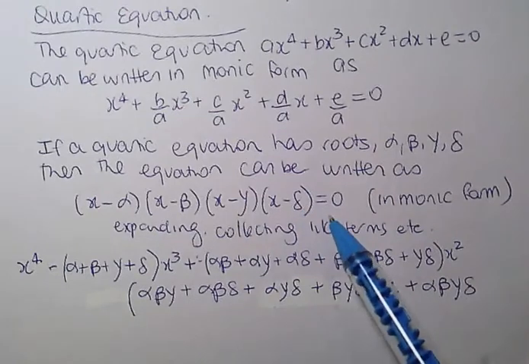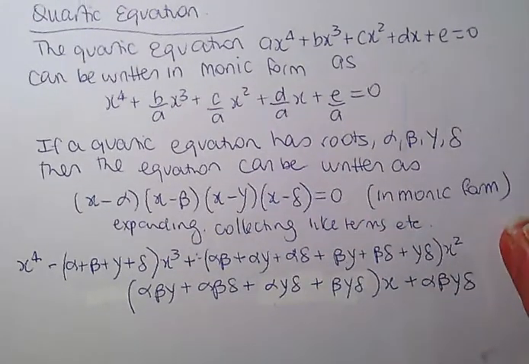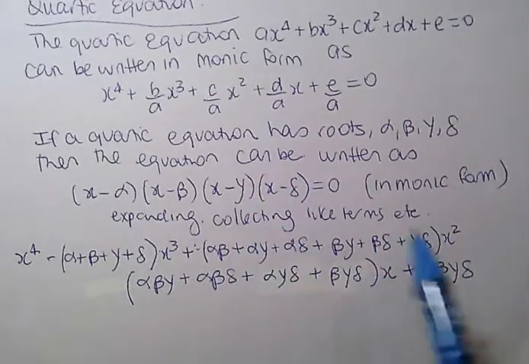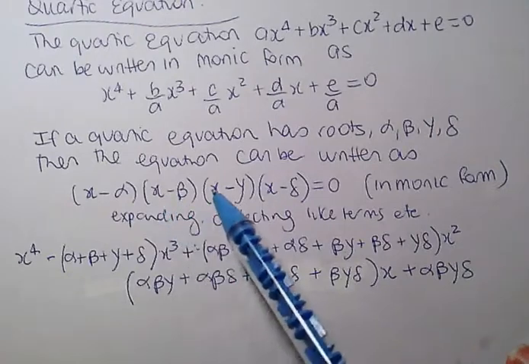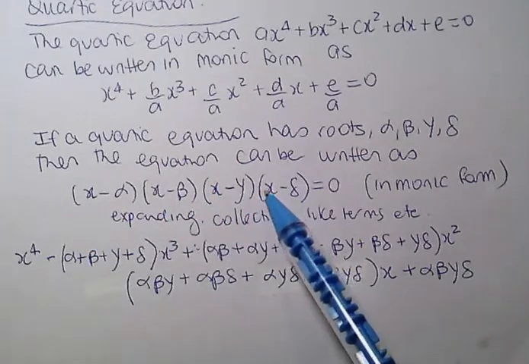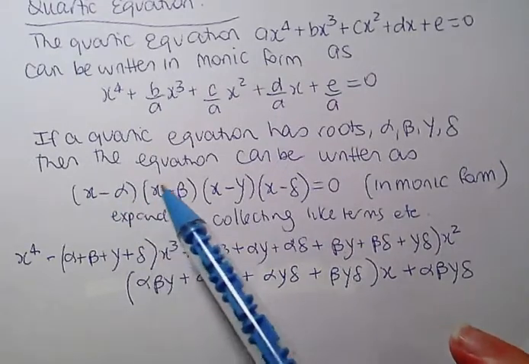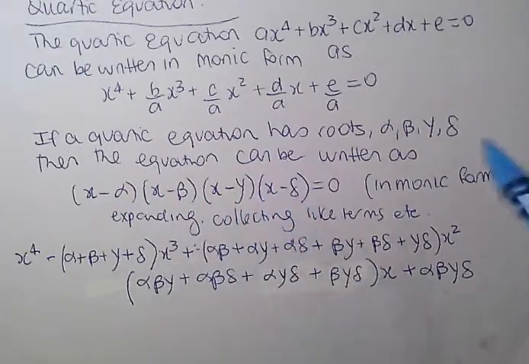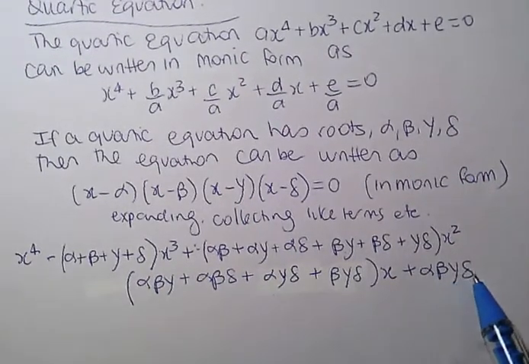Now I could expand this. You can actually go to your textbook and see it at the beginning of 12.6. It's all expanded and like terms are collected. But look, you can tell just what your leading term is. It's going to be x to the power of 4. We can tell what our constant term is. That's going to be negative alpha times negative beta times negative gamma times negative delta, which is, here is our last term, alpha beta gamma delta. There's our leading term.